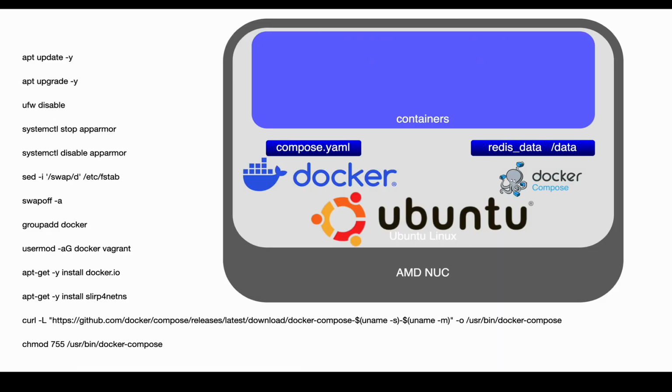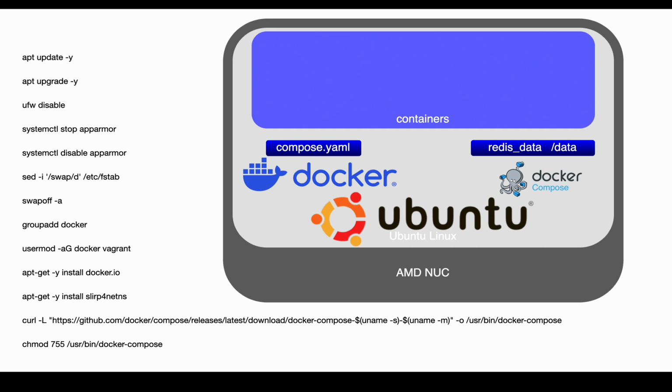So the commands, it's basically the same commands that I've used in the Peppermint WordPress demo to build the environment. As you can see, we disable the firewall, we stop AppArmor, we stop swap, we install Docker, the Docker components, and Docker Compose.